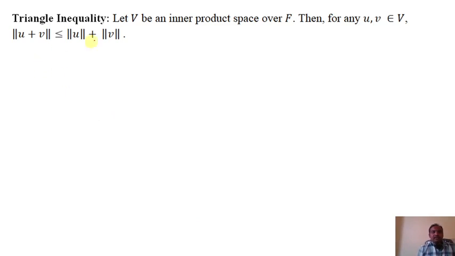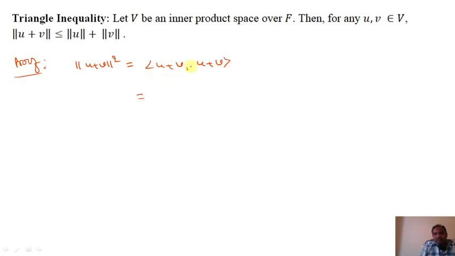So now the triangle inequality. Let V be an inner product space over F. Then for any u comma v belongs to V, norm of u plus v is less than or equal to norm u plus norm v. Already you know this triangle inequality. It's a proof. It's simple. We can prove this by inner product space. So let's take norm of u plus v whole square. This is equal to u plus v comma u plus v.